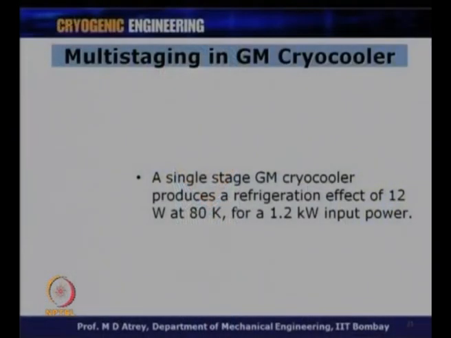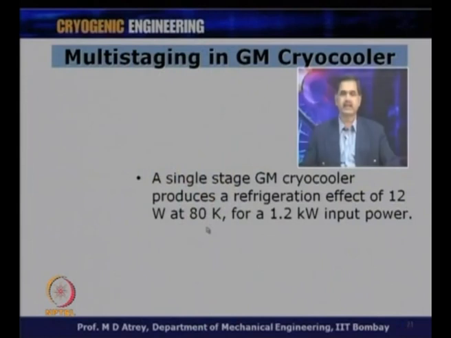So, the GM cooler is always known for its two-stage machine because it produces 10 Kelvin or 4 Kelvin temperature. Normally a single-stage GM cryocooler produces a refrigeration effect of around 12 watts at 80 Kelvin for a power input of around 1.2 kilowatt. These are some commercial figures available. So, I give 1.2 kilowatt input to the compressor, and what I get in effect is a cooling effect of around 12 watts at 80 Kelvin.